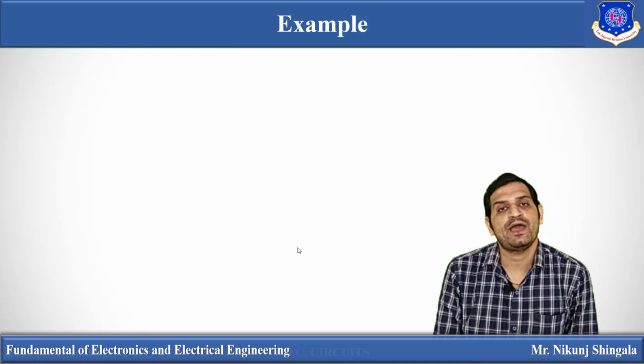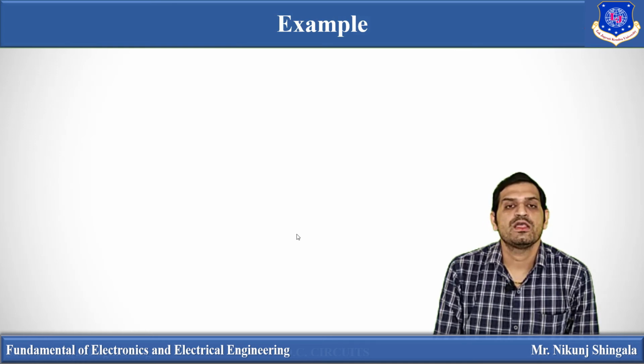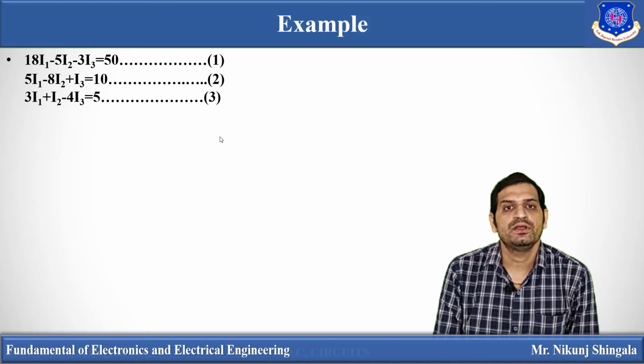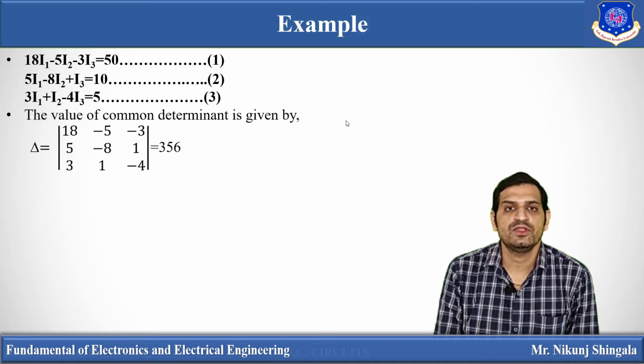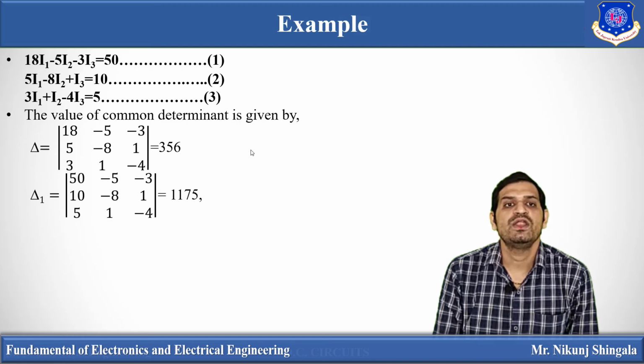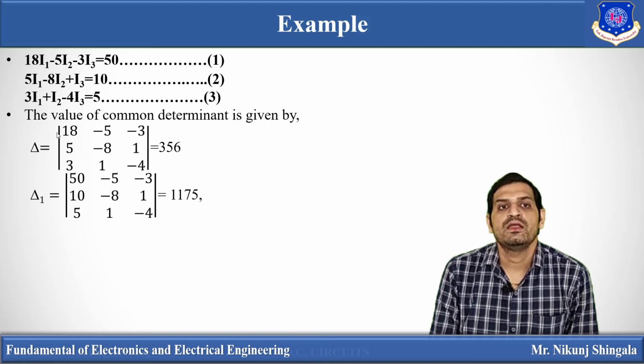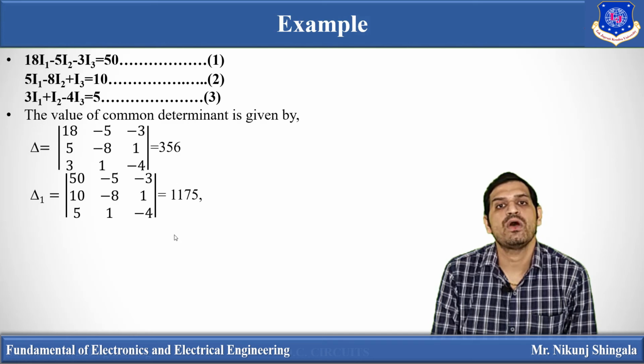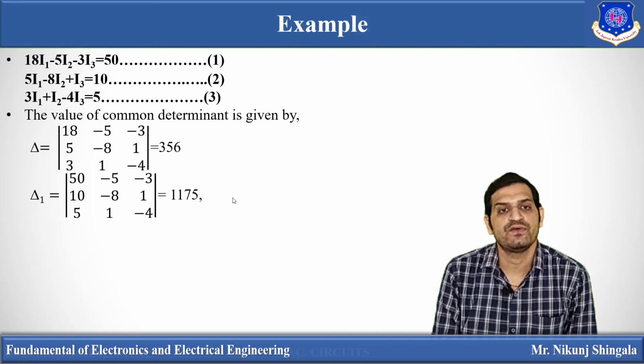Now, how to find out I1, I2 and I3? First, writing all these three equations, now finding the delta, that is the common determinant, writing the coefficient of each unknown: 18, minus 5, minus 3, 5, minus 8, 1, 3, 1, minus 4. The value we get for the common determinant is 356. Now delta 1: in this case, the coefficient of I1 is replaced by the constants, so 50, 10, 5, and the remaining two columns are as they are. If you solve this, you will get 1175.